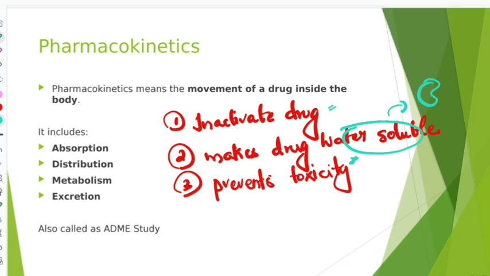So next question is, where does this metabolism of the drug mainly occur? It mainly occurs in the liver, because liver has drug metabolizing enzymes.